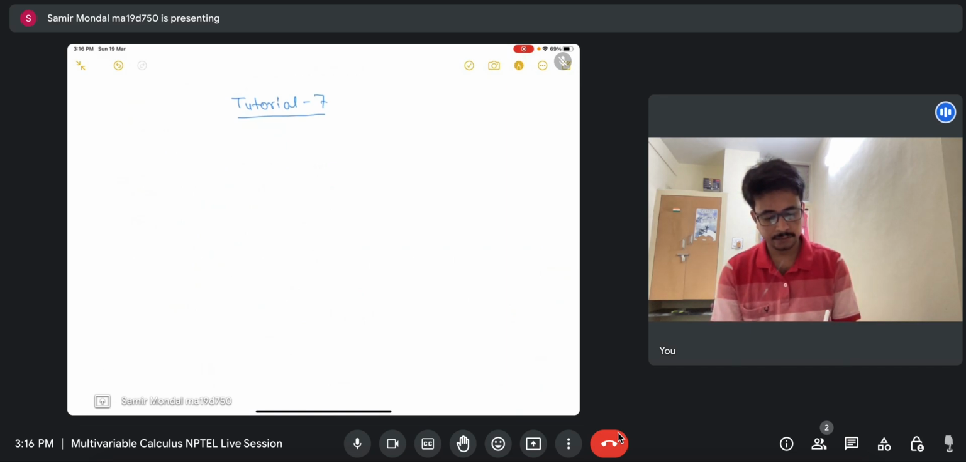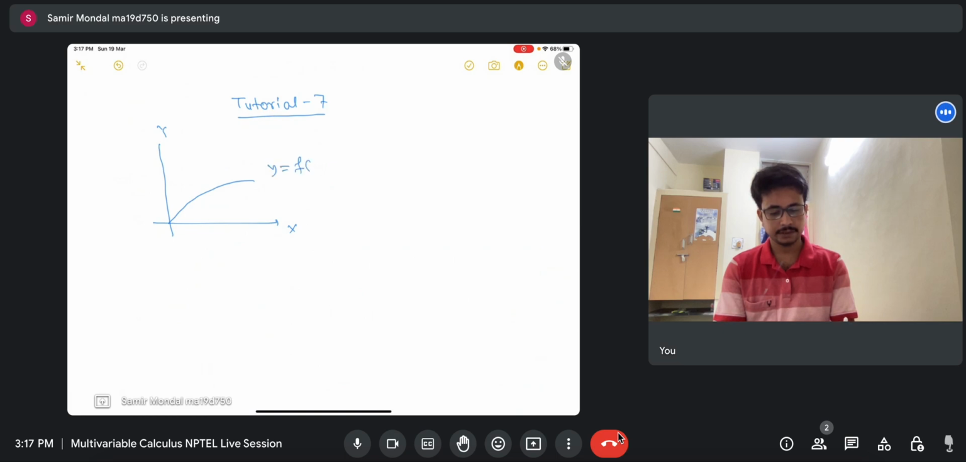Suppose you have the x-axis and y-axis, and this is your curve, y equal to f(x). I am bounding x from 0 to a. So this is your plane bounded by the curve y equal to f(x), the x-axis, and the line x equal to a. So this is one plane, and this is one fixed line.